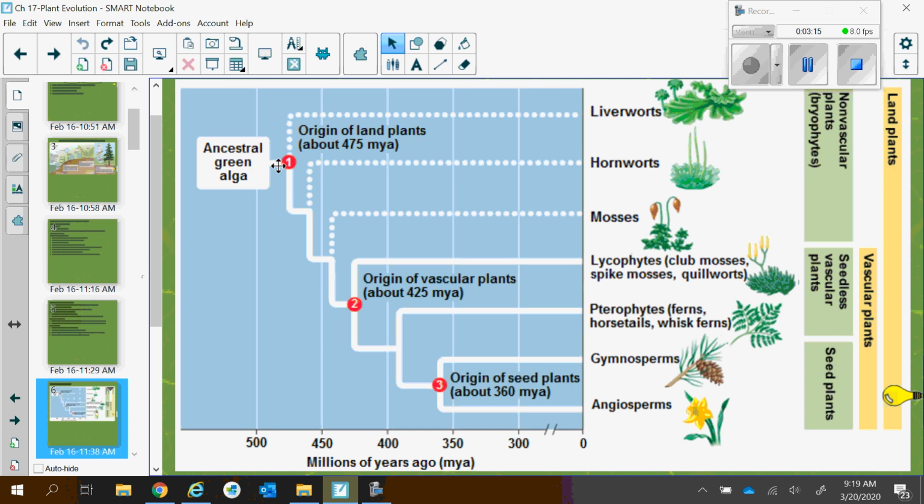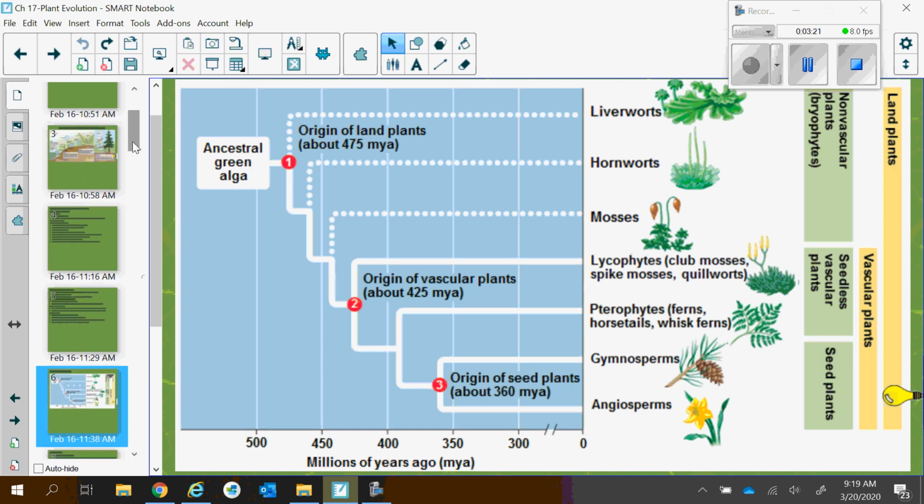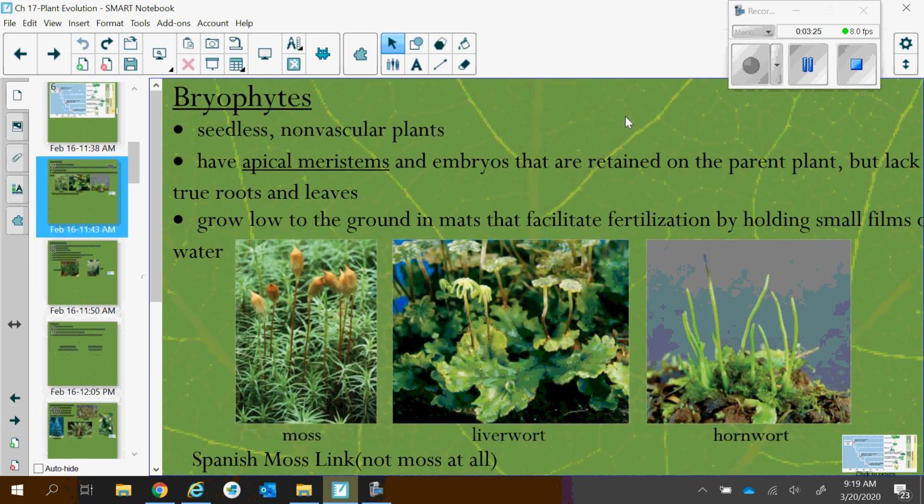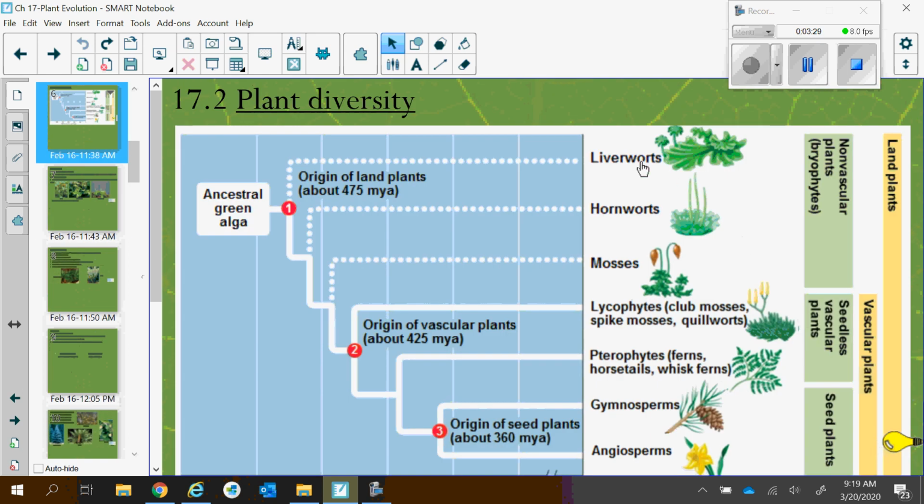So if you saw, this is clickable. I've taken some of you through these lessons before, and you can click through these to take you where we want to go. That's going to take us to slide 7. If we want to go back to our cladogram, we can do it that way.